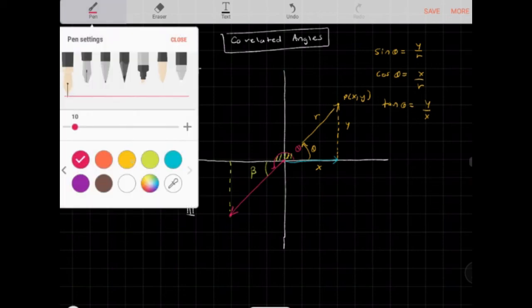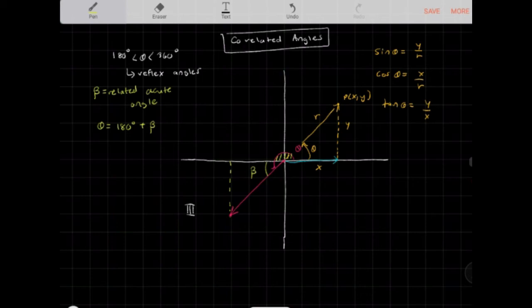Now let's compare this with related acute angle beta. If we look at this point here, this is going to have a point negative x and negative y. So this is going to be negative x here, this is going to be negative y, and this would be r, right? And assuming that the length of r is the same in this case, I know it's not drawn to scale.